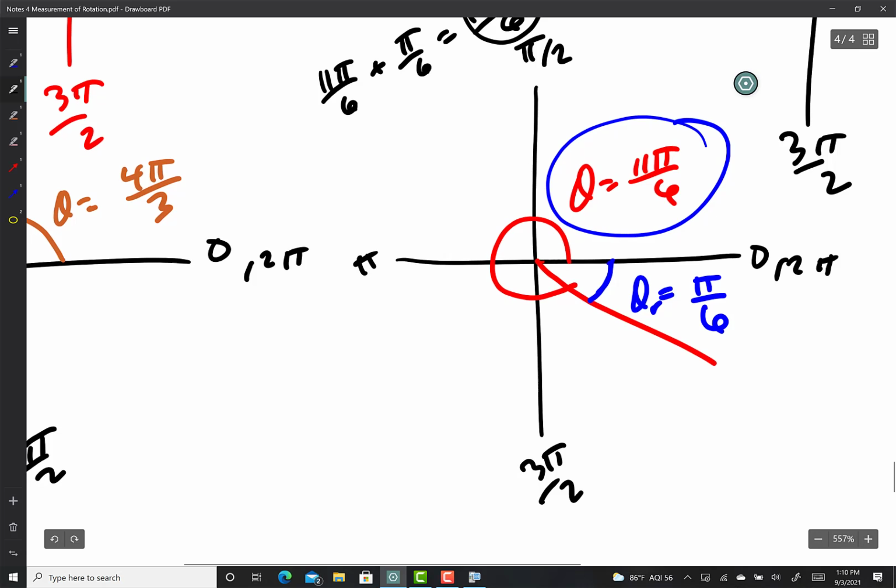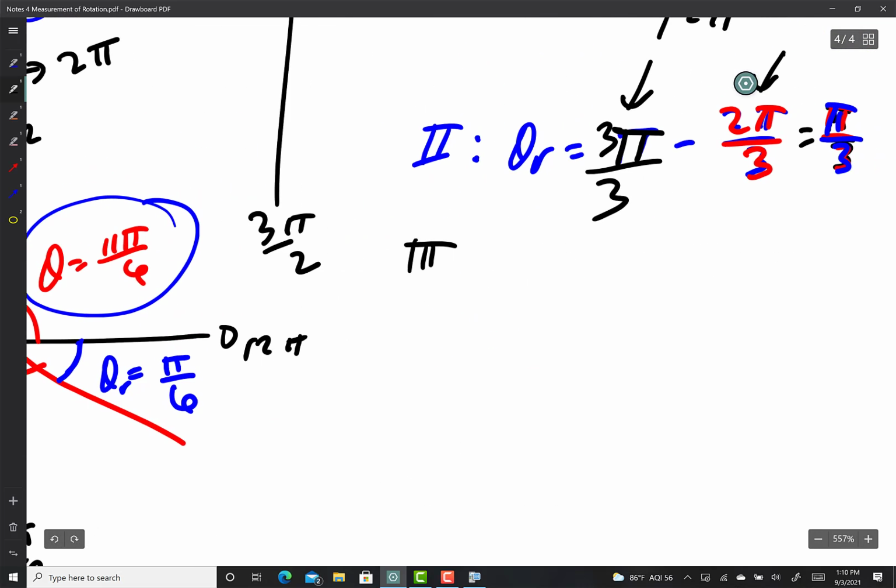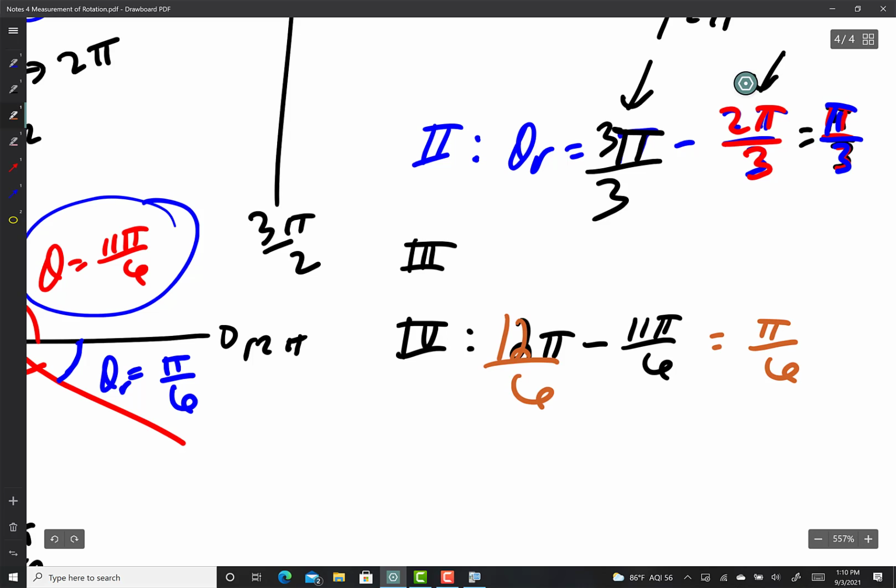Because I'm in quadrant 4, let me put the rules over here. Quadrant 3, quadrant 4. If you're in quadrant 4, you could always do, what's 1 revolution? 2 pi minus the angle they gave me, 11 pi over 6. I'm going to do a common denominator, so I put 12 over 6 like that, and I get pi over 6. There are so many different ways to get that reference angle. As long as you understand the concept, there's no way you can get it wrong.